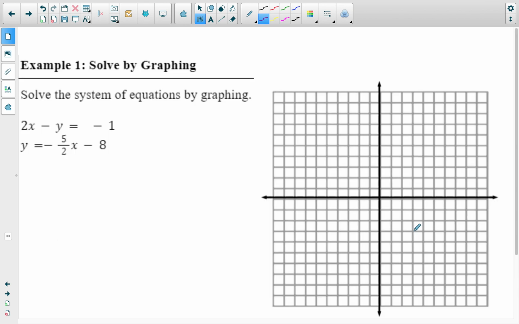So here's an example. We're going to solve these by graphing. We're going to graph these by hand, and then we're going to verify with Desmos. Graphing by hand, we should be comfortable with this. I'm going to graph this bottom line first: y = -5/2 x - 8.